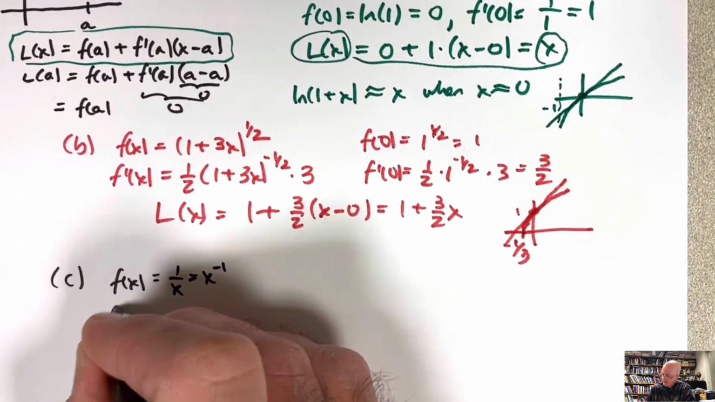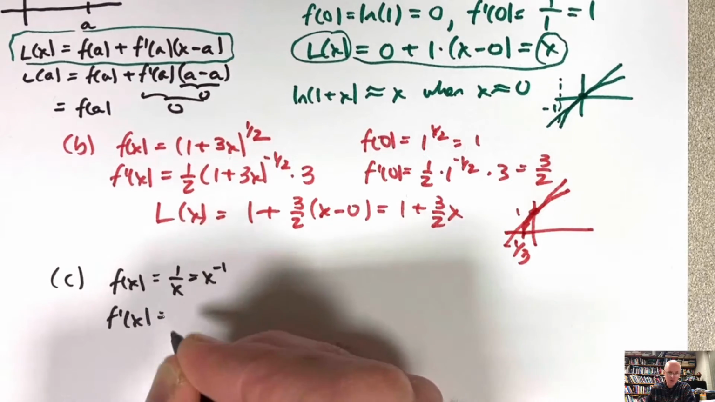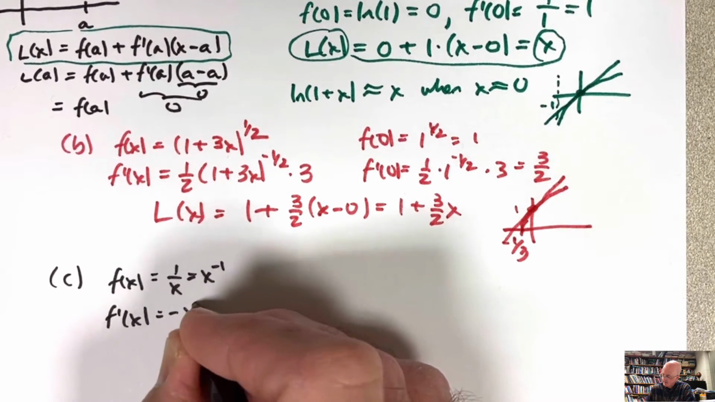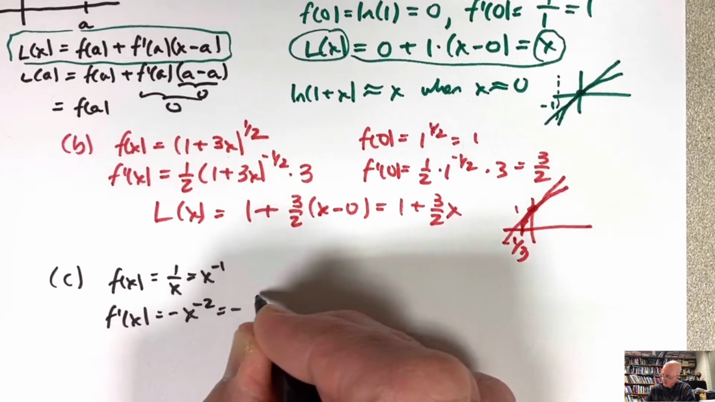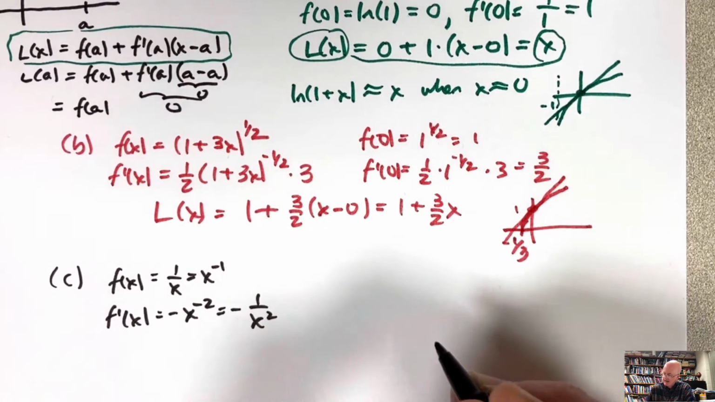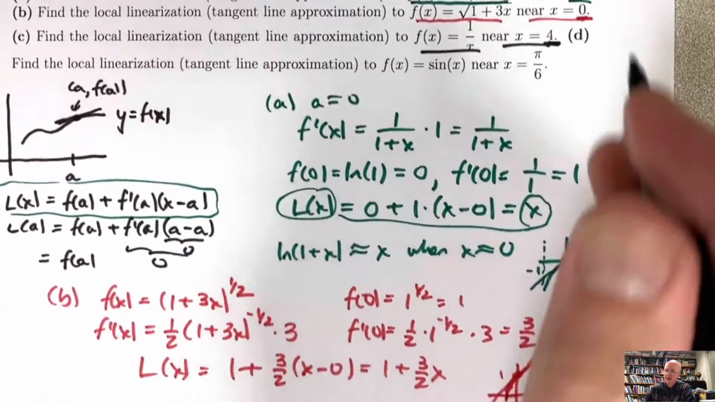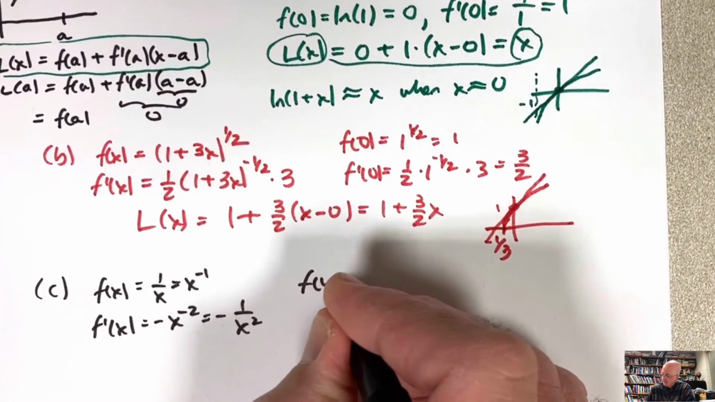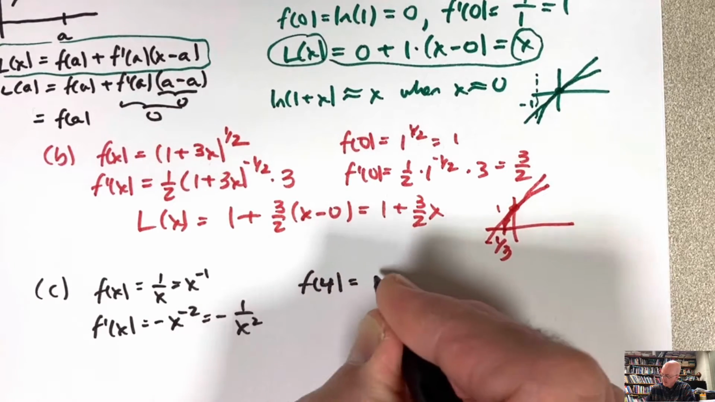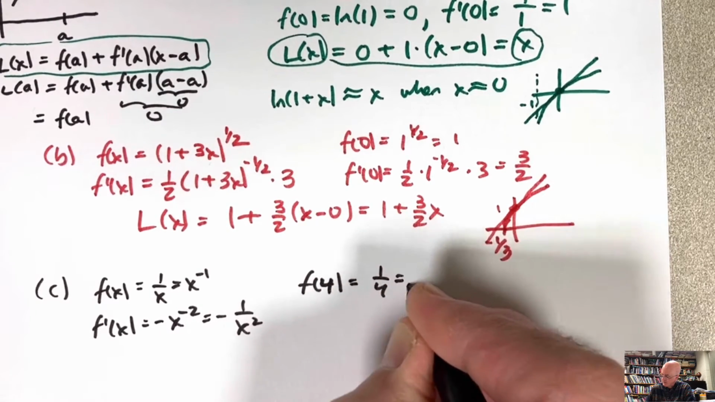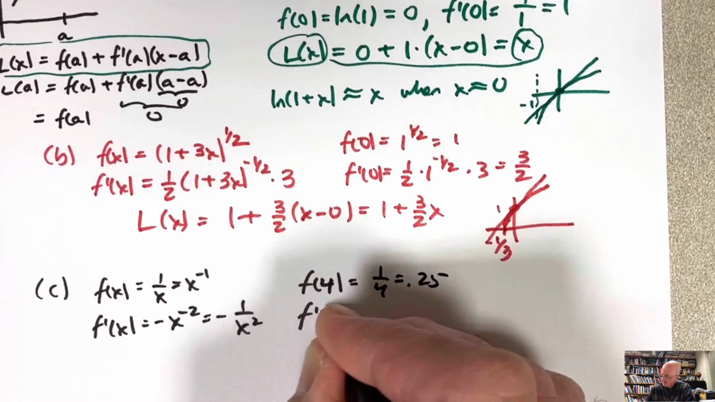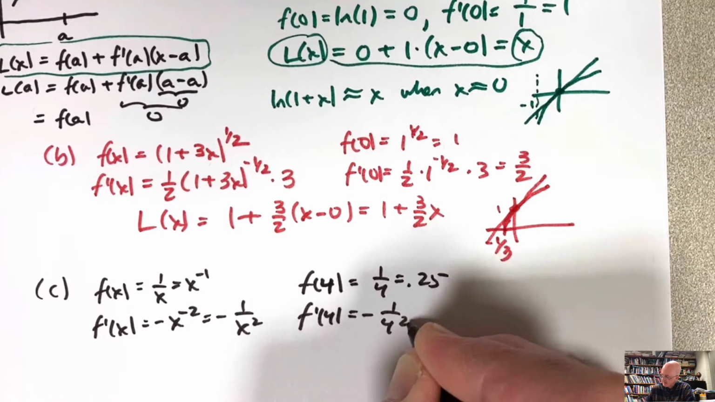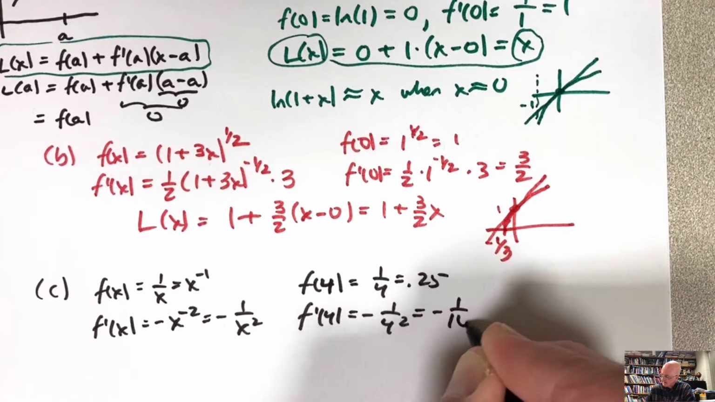We need the derivative, f prime of x. You could use the quotient rule, but you also could use the power rule. It's negative x to the negative 2, same as negative 1 over x squared. A, again, is now 4, not 0. So we need to compute f of 4 and f prime of 4. F of 4 is 1/4, or 0.25. F prime of 4 is, plug it in there, negative 1 over 4 squared, negative 1/16.